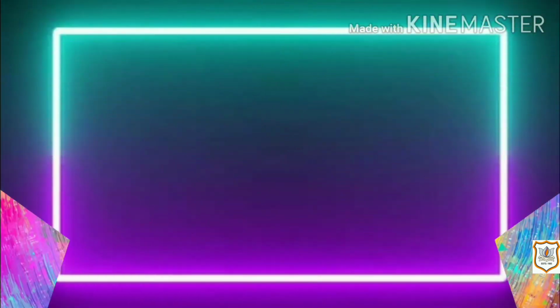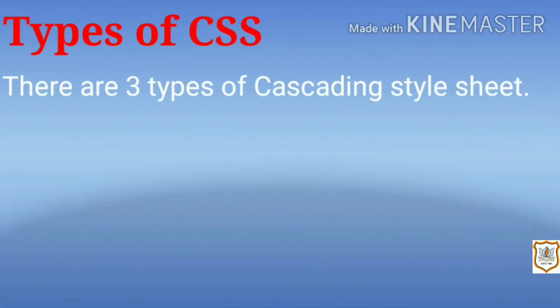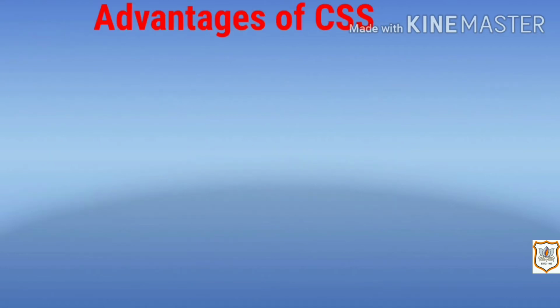Let's continue the topic Cascading Style Sheets of chapter number 2. Types of CSS. There are three types of cascading style sheet: external style sheet, internal style sheet, inline style. Next is advantages of CSS.